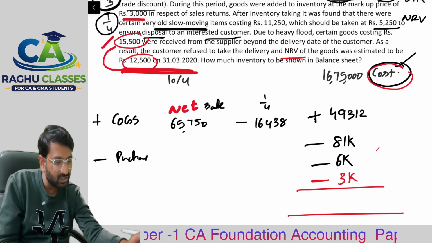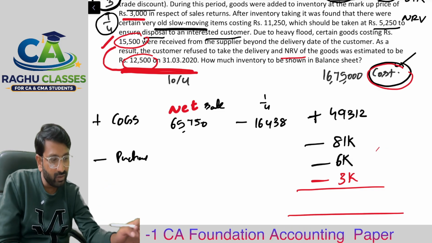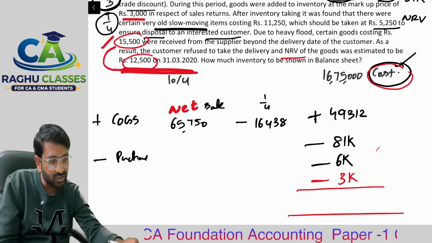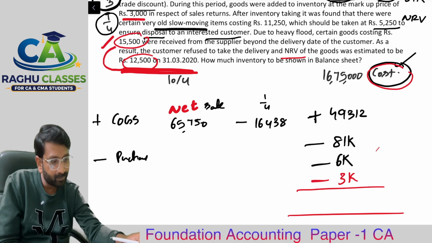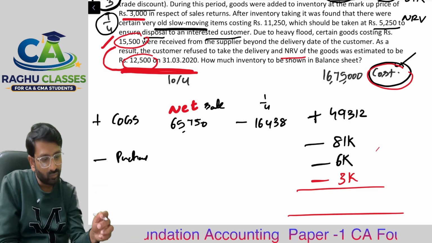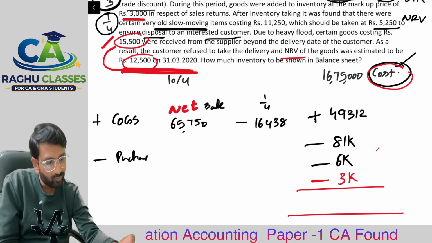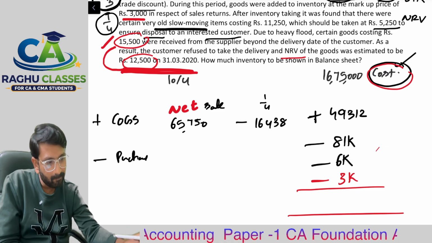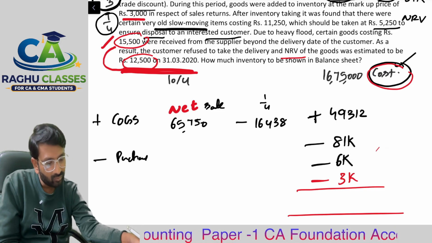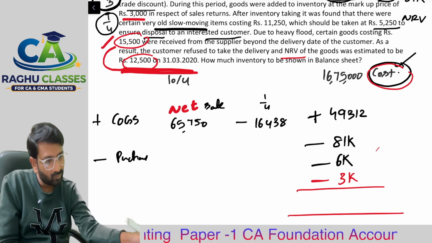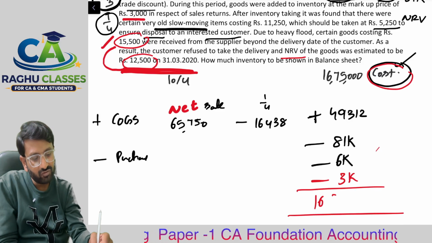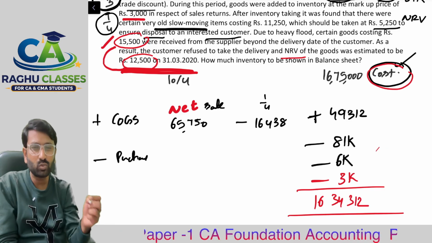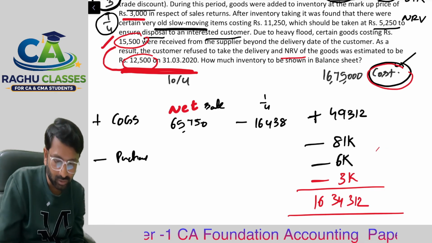So can we say finally, the inventory value in the balance sheet should be 16 lakh 34,312. This is what will appear in the balance sheet.